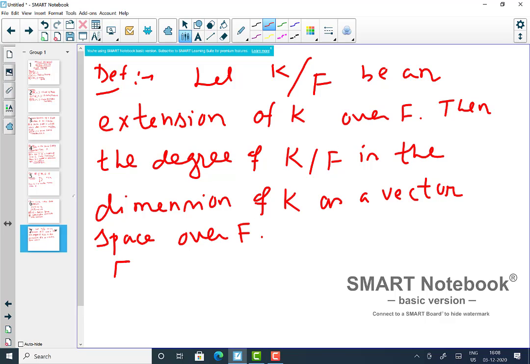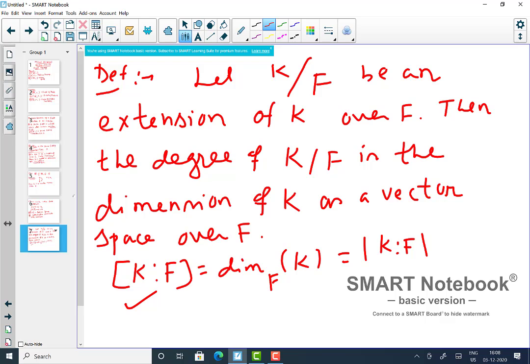The degree is denoted by this notation [K:F], or some people also write it as the dimension of K over F. Some books also use only this notation, so generally I use this notation. So this is called the dimension or degree of K over F. And whenever this is finite, we say this is a finite dimensional extension. If it is not finite, we say infinite dimensional extension. So this is the idea of degree.